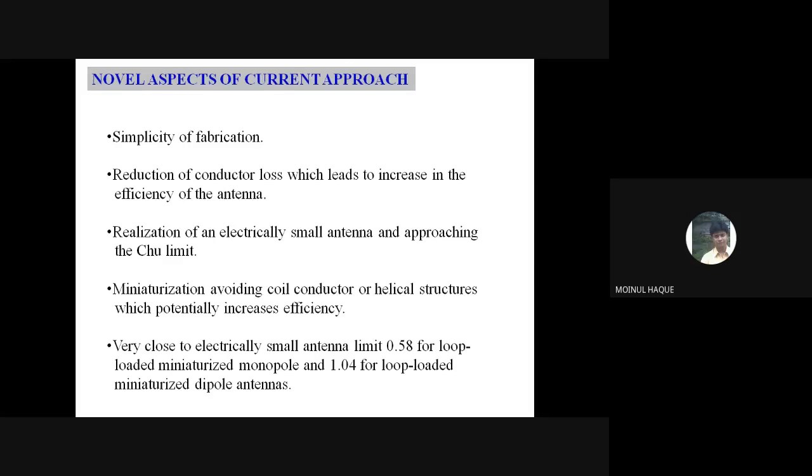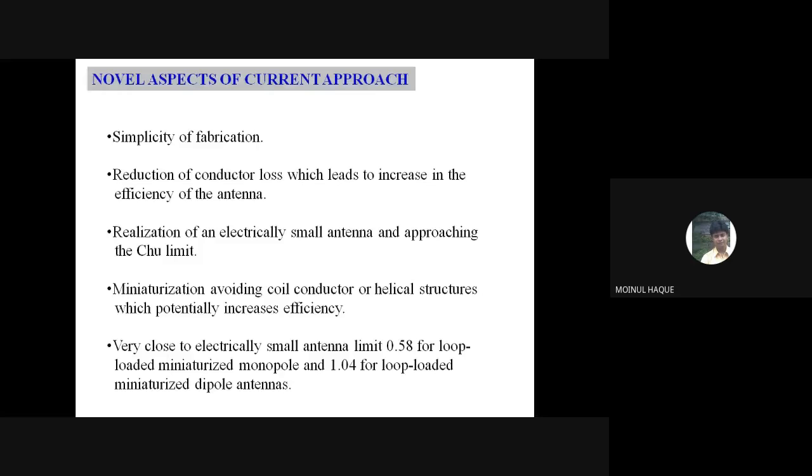Second thing is the reduction of the conductor loss, which leads to an increase in the efficiency of the antenna. As I told you, in all our antennas we are not using any kind of metallic coil or spiral structures. As a result, our conductor loss is very low. As our conductor loss is very low, our efficiency increases. In many antennas we have got 90%, 95% radiation efficiency.